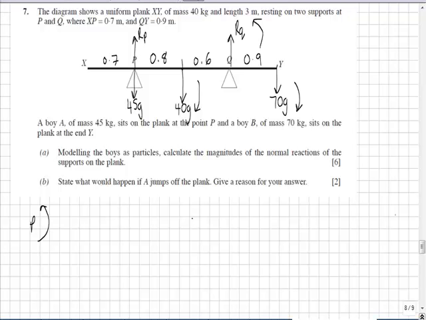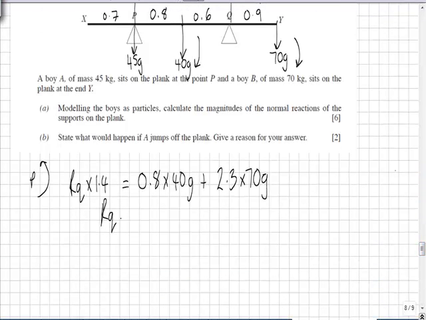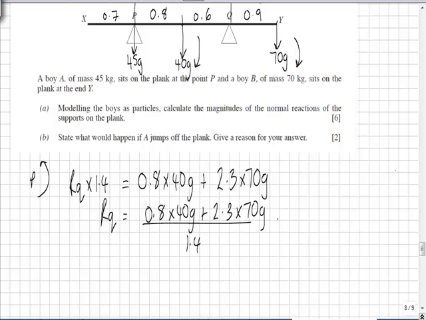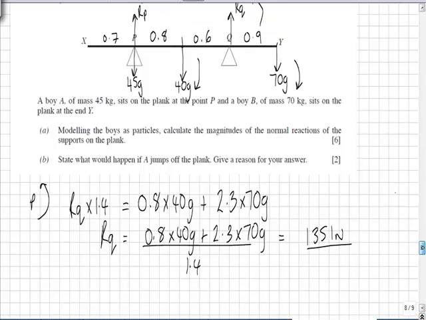So writing our moment equation, we've got RQ times 1.4 is equal to 0.8 times 40g plus, and it's 0.8, 0.6 and 0.9 added together to get the distance to Y, 2.3, times 70g. Obviously dividing through by 1.4, we'll be able to calculate our Q, and we should get a value of RQ to be 1351 newtons.